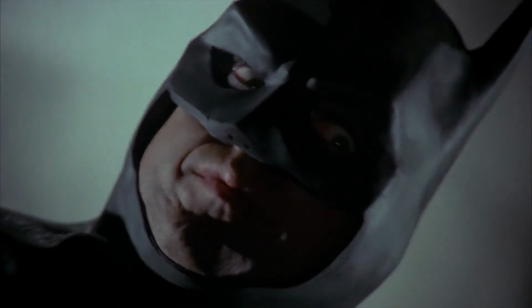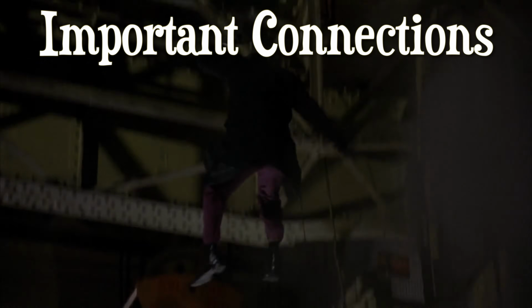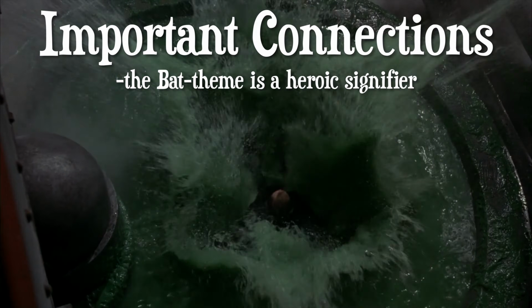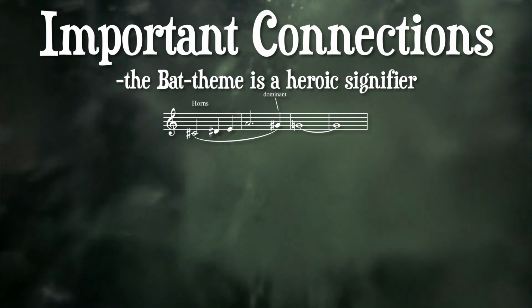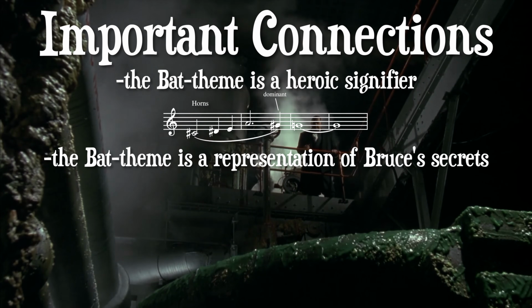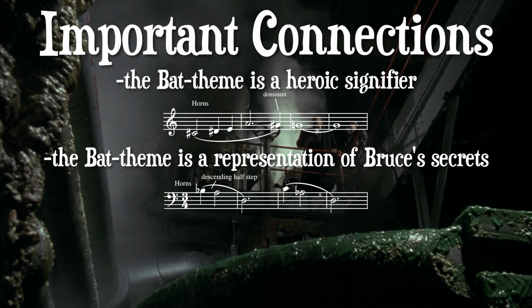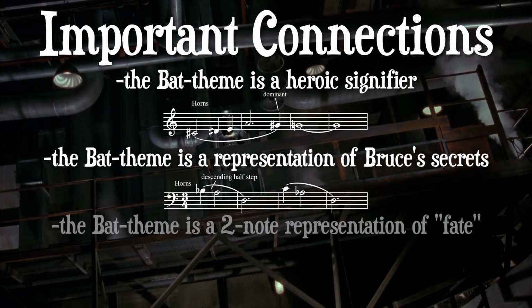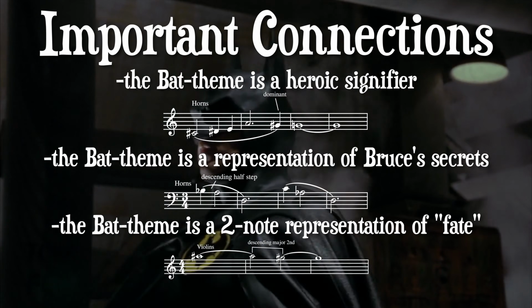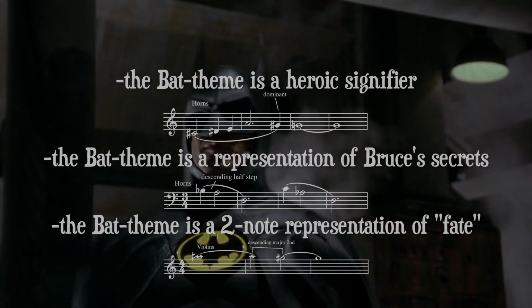In this act, Elfman establishes all of the important connections made by the Bat theme. The Bat theme as a heroic signifier, usually with the denied dominant tail. The Bat theme as a representation of Bruce Wayne's secrets, with a falling half step and also sometimes the sharpened sixth tail. And the Bat theme as a two-note motif that seems to blame Batman for the creation of the Joker. But moving on to Act 2, we can hear the Bat theme being used in many different ways.